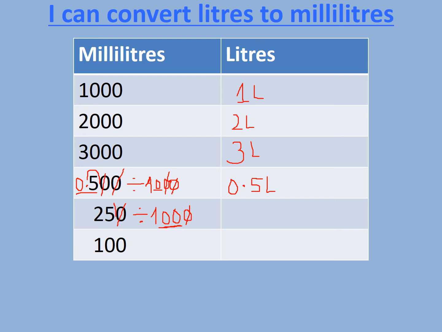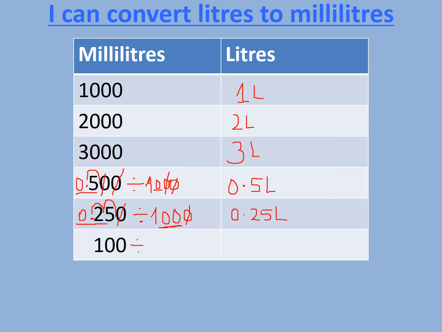Let's go. 1, 2. Okay, and we put a point and add a 0. So what is our answer? 0.25 liters of liquid. So we have 0.25 liters. Great.